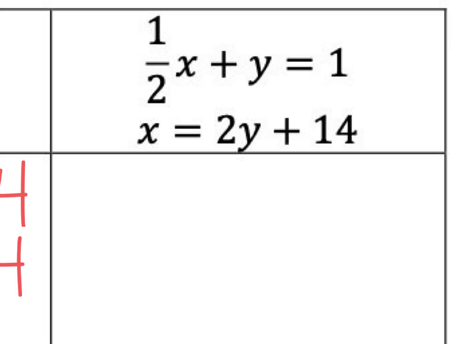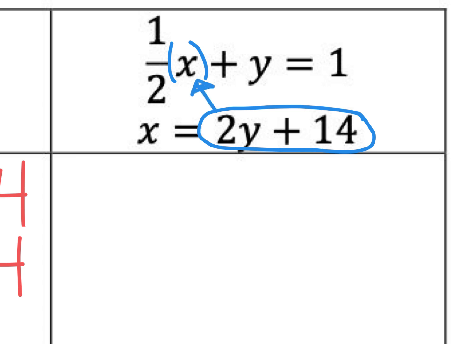On this next one, I want you to notice it's not y equals. It is x equals, don't freak out about that. That is okay. This says 1/2 times x, I'm going to put a parentheses there, plus y equals 1. And I know that x is 2y plus 14. So I need to put this whole 2y plus 14 where the x is, because we're saying that equals x.